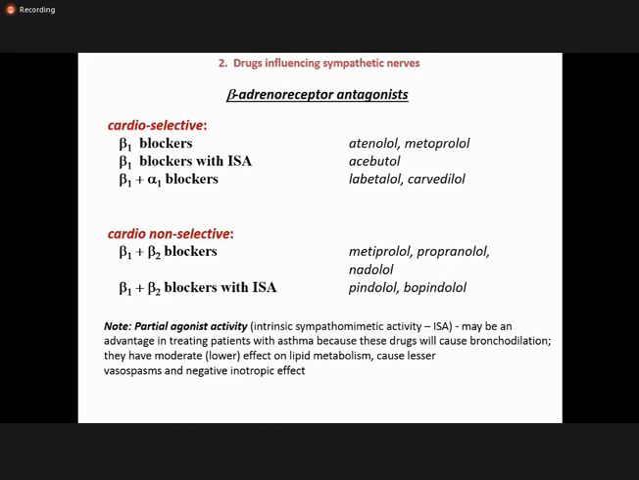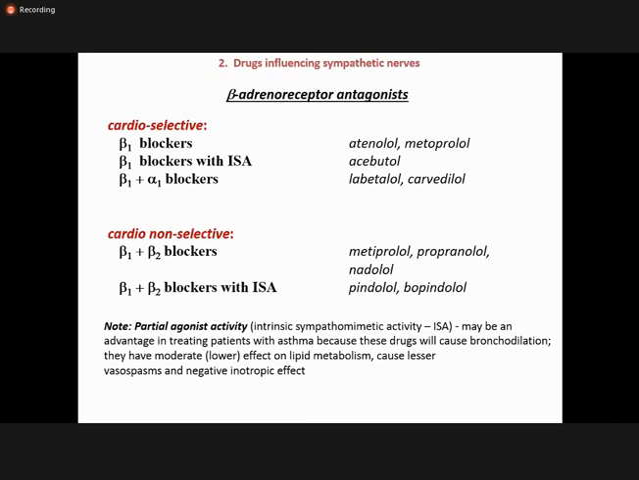And beta 1 blockers with ISA, what do we mean by ISA? Intrinsic sympathomimetic activity, or partial agonist activity. These drugs not only block the receptor but also slightly stimulate it. So there is no absolute blocking activity here, like acebutolol. And there are some non-selective drugs.